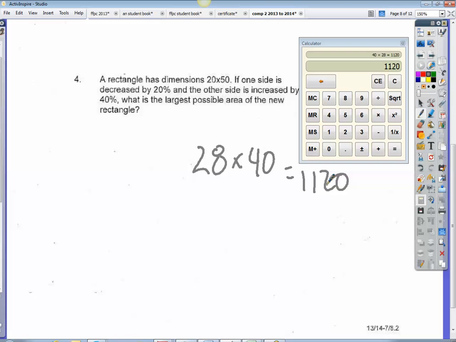Now just to prove my fact, I can work the other way and say 50 times 1.4. So I could go 70 by, and then decrease the other one. 20 times 0.8. 16 times 70. It's the same. Check that out. Guess it doesn't matter. All right.